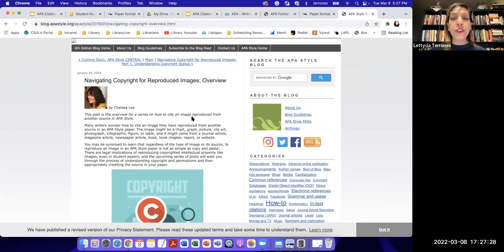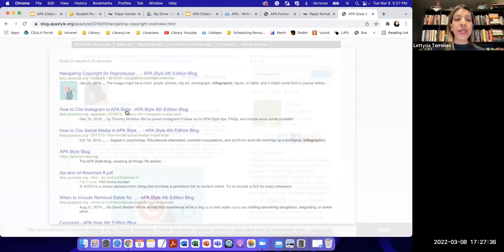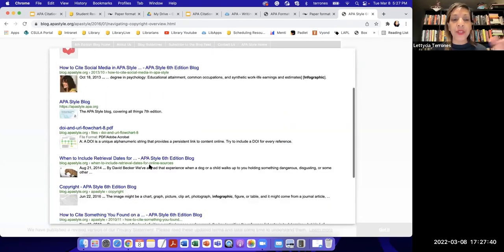So in here, what I would do is type in infographic, okay? And then how to cite an Instagram in APA. There's one in here that's infographic. I'm doing it sort of on the fly, so it's not really getting me to where I want to go.